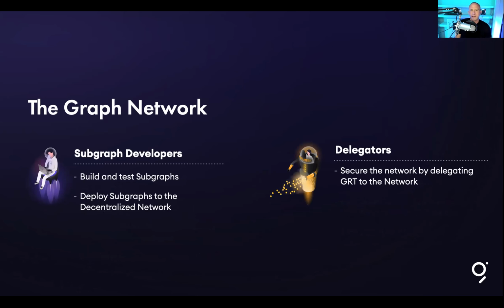Subgraph developers are what I'm going to be demonstrating today. They're just software developers that build these APIs. And then there's delegators. Delegators probably have the easiest way to interact with the network with the least risk. So instead of running your own indexer, you can be a delegator and say, I have some GRT, I want to put my GRT with this indexer, and you will share in a portion of the rewards that indexer makes. So that's a really interesting way to participate in the network as well.